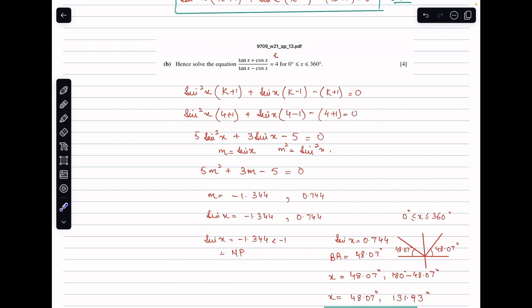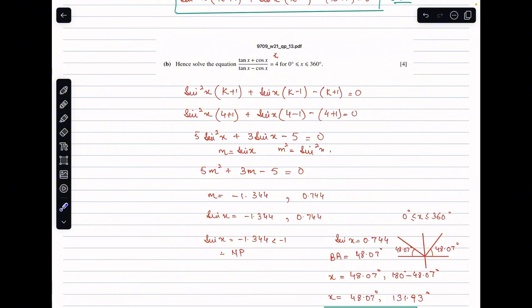M is actually equal to sin x. So sine x equals negative 1.344 and 0.744. If I equate sine x to negative 1.344, I can see that this value is less than negative 1. Sine has to be within negative 1 and 1. Therefore, this value is not possible. So I shall be equating sine x to 0.744.